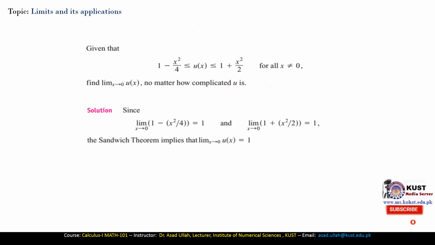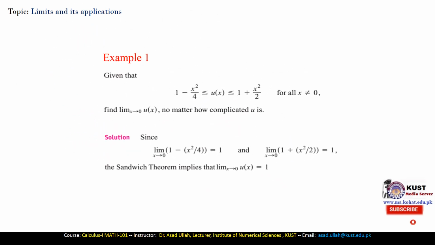Now in applications of the sandwich theorem, here we present a simple example, that is example number 1. Given that u of x is greater than or equal to 1 minus x squared divided by 4 and less than or equal to 1 plus x squared divided by 2 for all x not equal to 0. Now what we will do is evaluate the limit of the function u of x as x tends to 0, no matter how complicated the function u is.